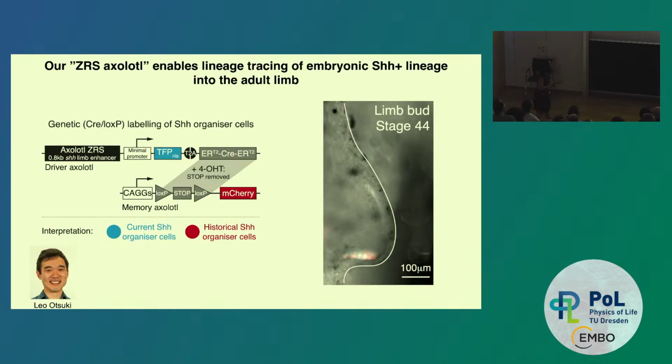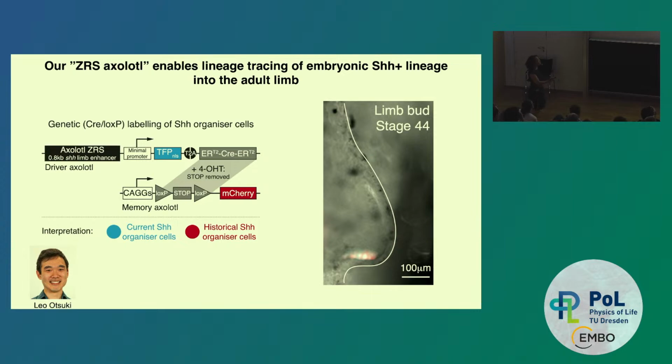So Leo Otsuki, a postdoc in the lab, has been interested in understanding the memory aspect of this anterior-posterior system. He's generated a lot of fancy transgenics to follow the cells that had expressed sonic hedgehog, for example, during development. So this is a developing limb bud. And so he has a direct reporter plus a Cre-ER in a double transgenic with the LoxP reporter. So when he treats the animals with tamoxifen during development, he can mark the cells that are expressing sonic hedgehog, and you can see the direct expression in blue here. So you have blue and red during development.